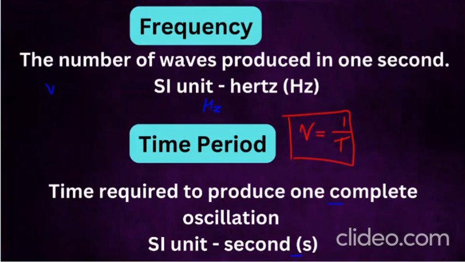That means they both are inversely proportional to each other. If frequency is more, then time period will be less, and if time period is more, then frequency will be less. So v, that is frequency, is equal to 1 by time.